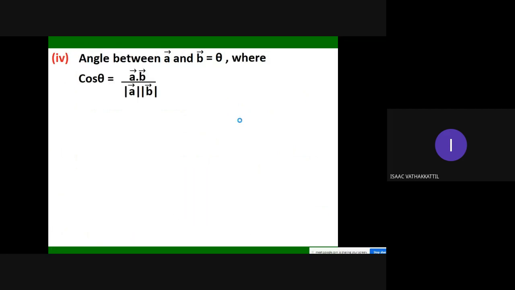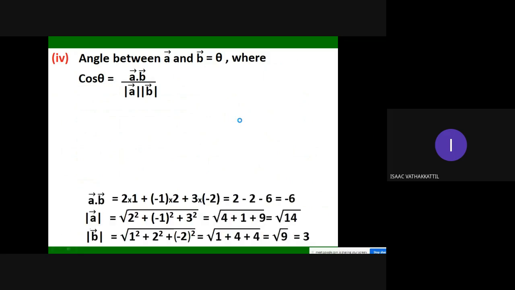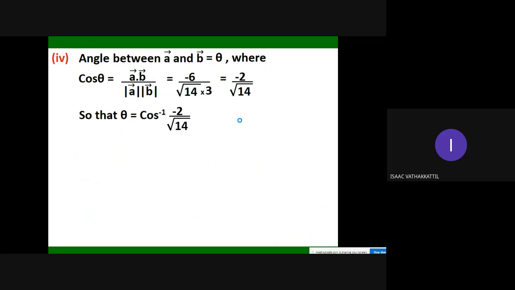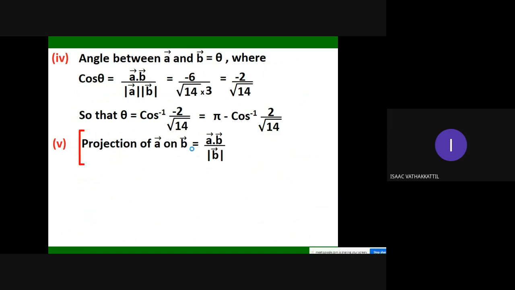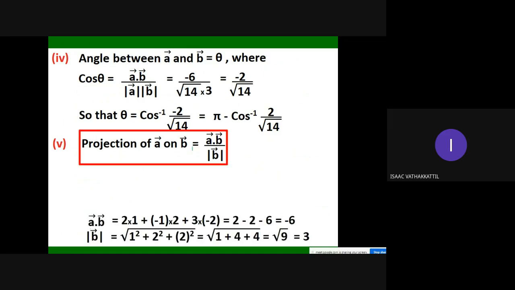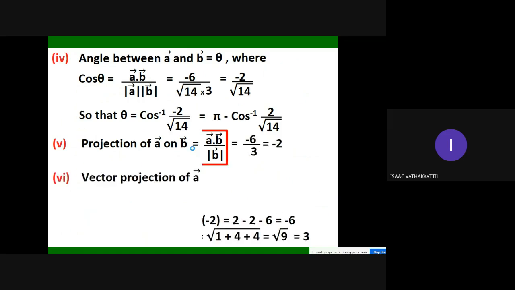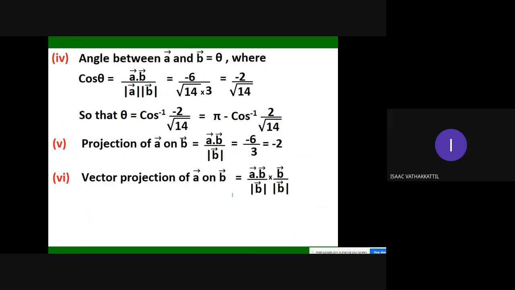Cos theta is A dot B by magnitude A into magnitude B, right? And theta, cos inverse of minus x will be pi minus cos inverse x. You can easily find out. Projection of A on B, you can easily calculate: A dot B by magnitude of B. Vector projection of A on B is A dot B by magnitude of B into unit vector, that is B by magnitude of B. A dot B by magnitude of B into B by magnitude of B.